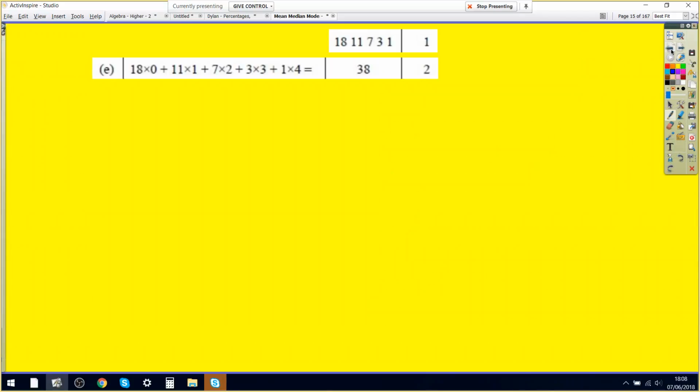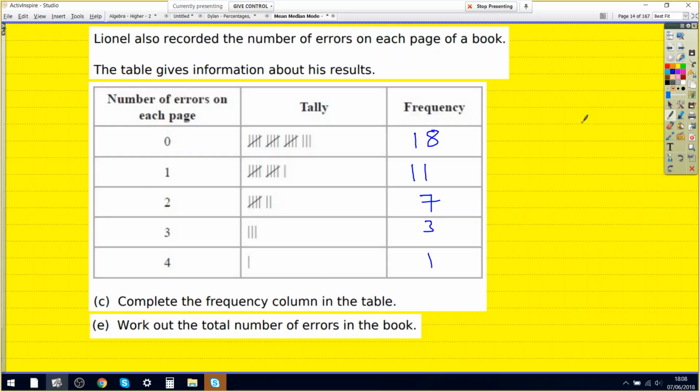That's it. How do you get total errors for this one? Pardon? How do you get total errors for this one? You add up the 1, 2, 3, and 4. So 18 pages have 0 errors. How many errors is that? 0.